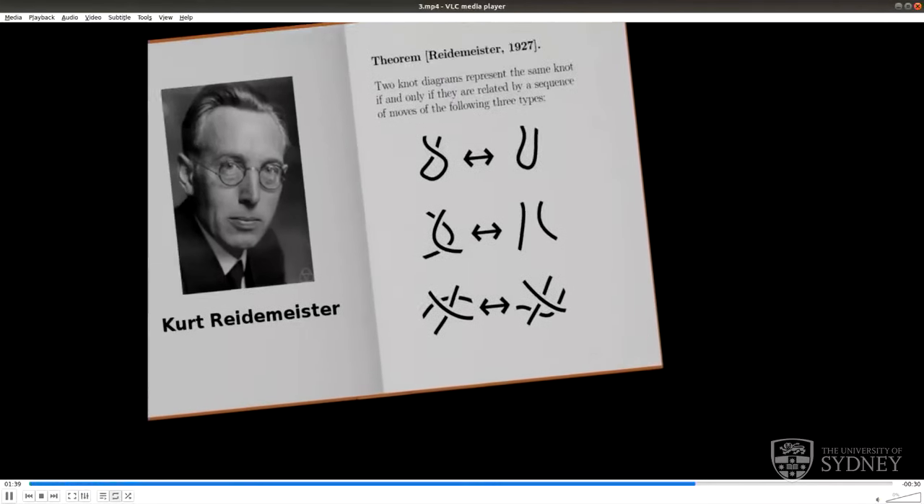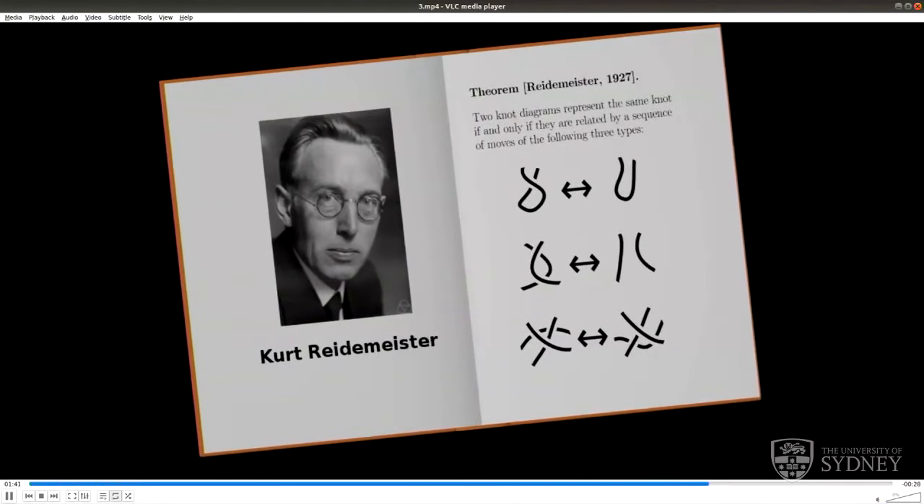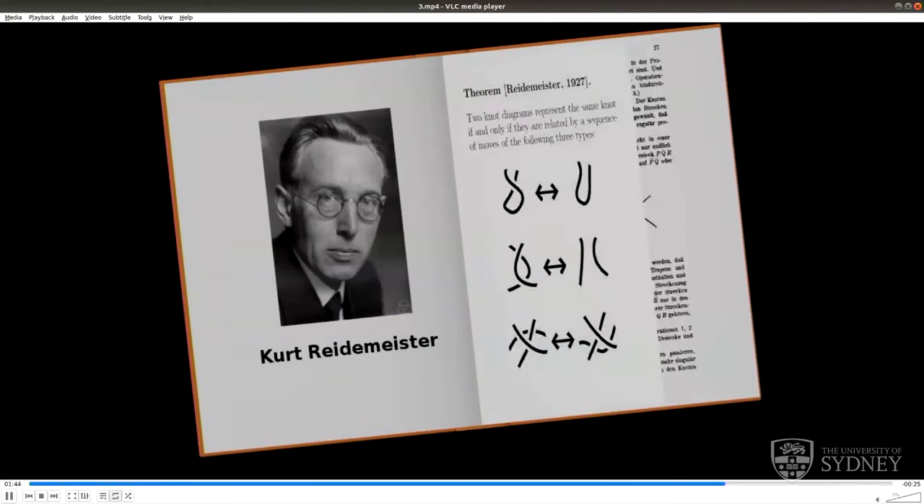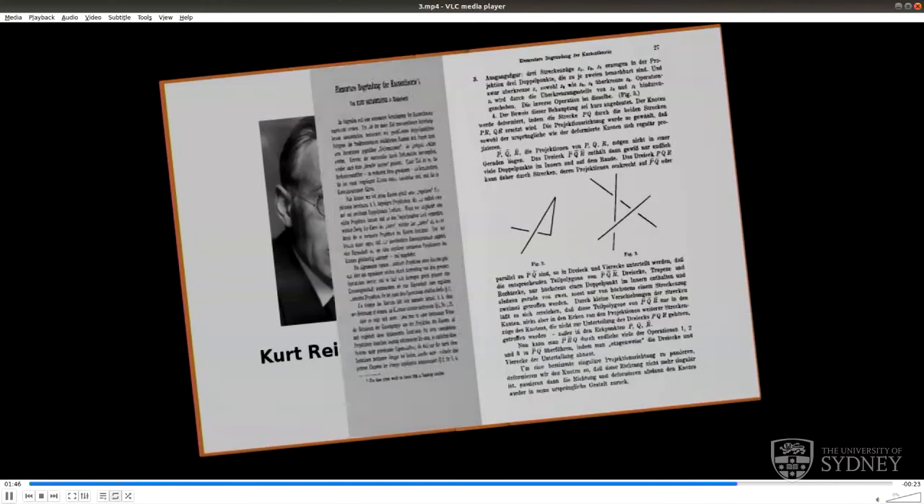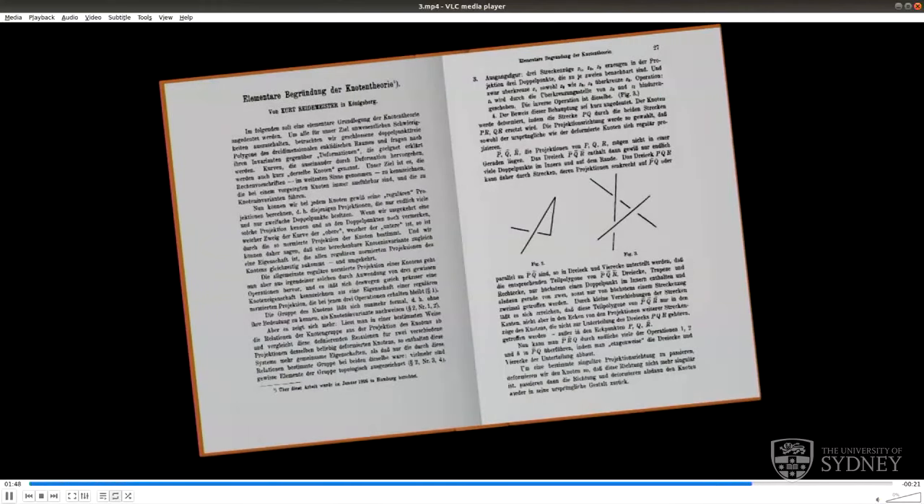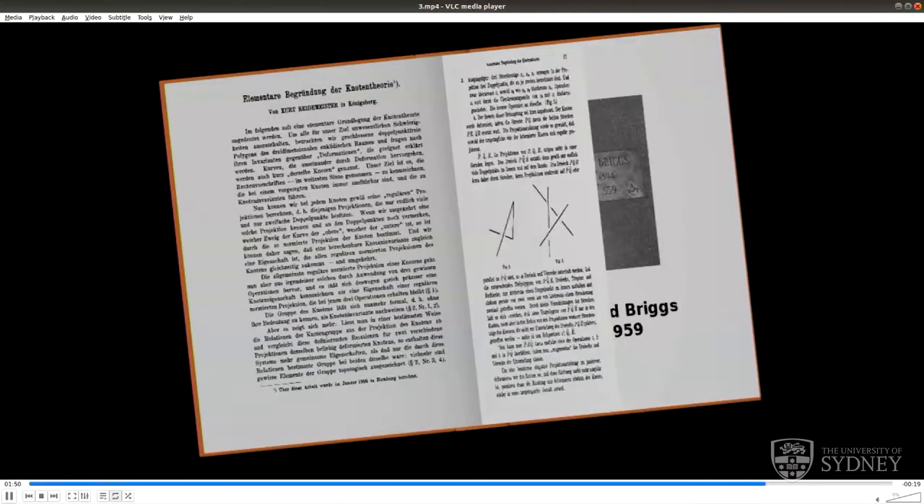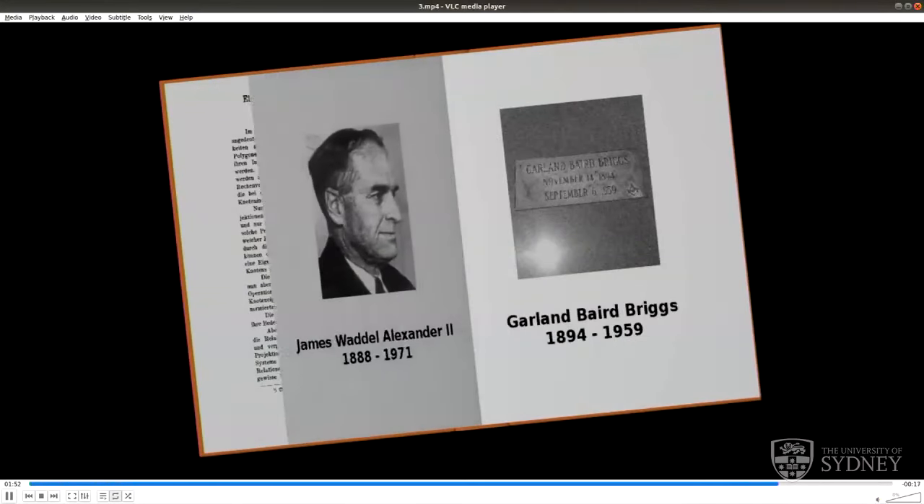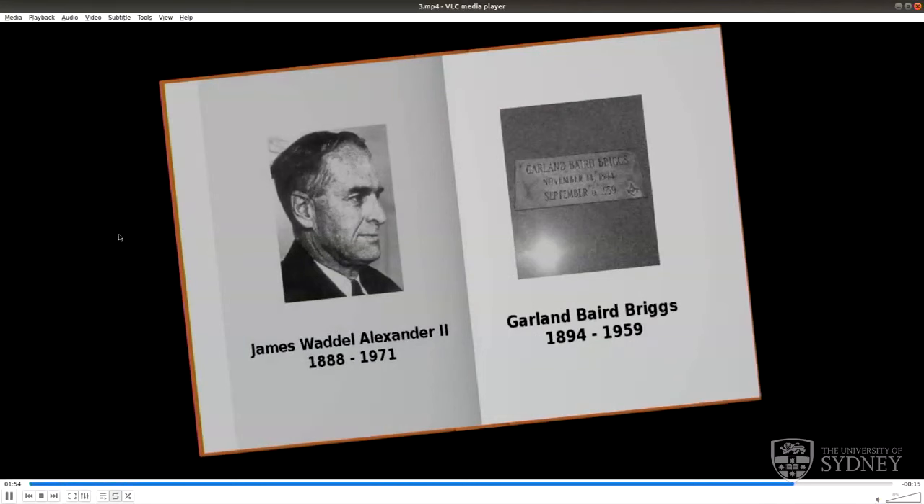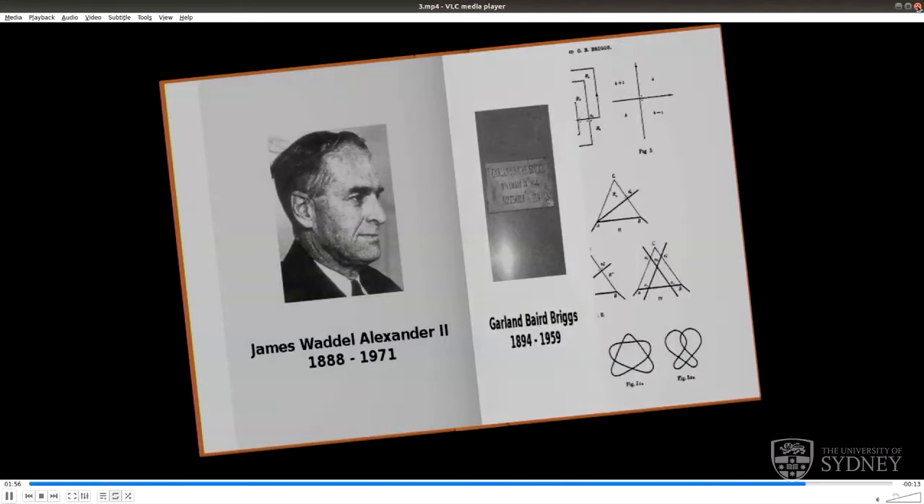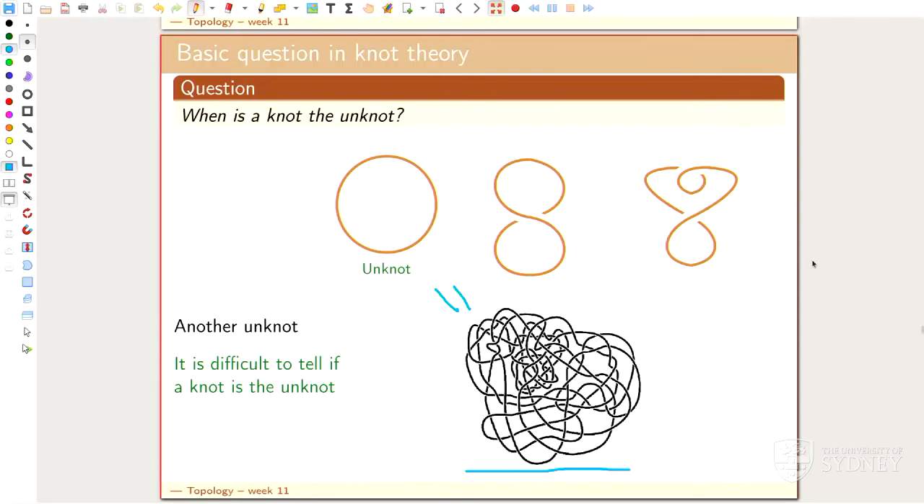Okay. And it turns out that those 3 moves are completely enough, and we only need to ever study those 3 moves. In a paper from the 20s by a mathematician called Reidemeister. Okay. Let's do 2 braids right now. So we are trying to study those.